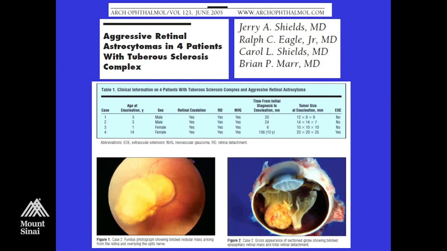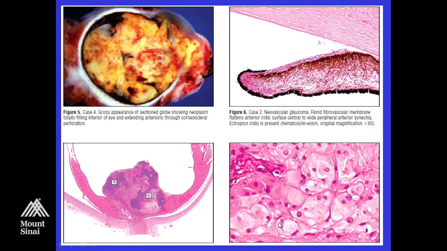Occasionally, these tumors can behave in a more aggressive fashion. Here's a series of four cases that was published by Dr. Eagle. You can see these are larger tumors than the ones I'd shown you previously. And here in this eye, in which the initial calotte has been taken off, you can see a detached retina here, this whitish substance, and then a very large tumor here adjacent to the detached retina.